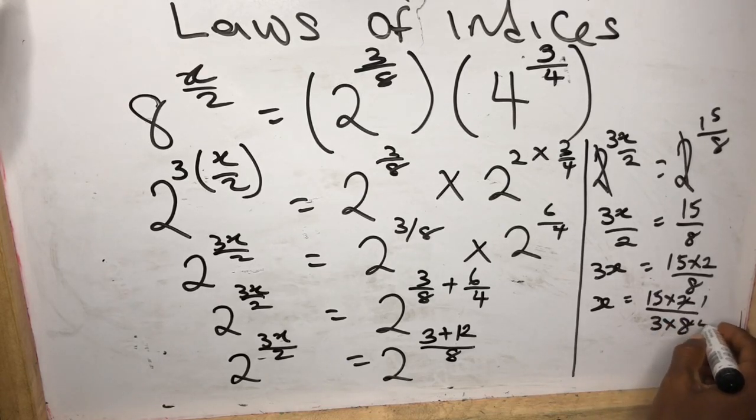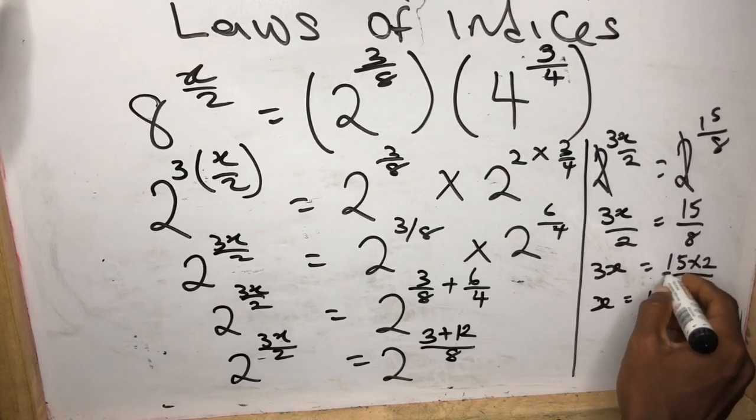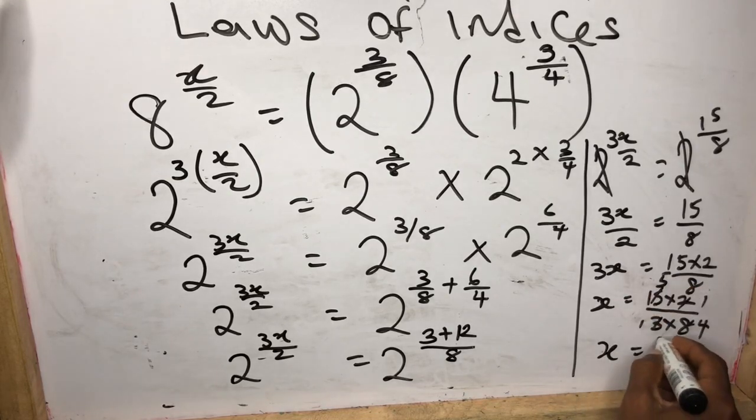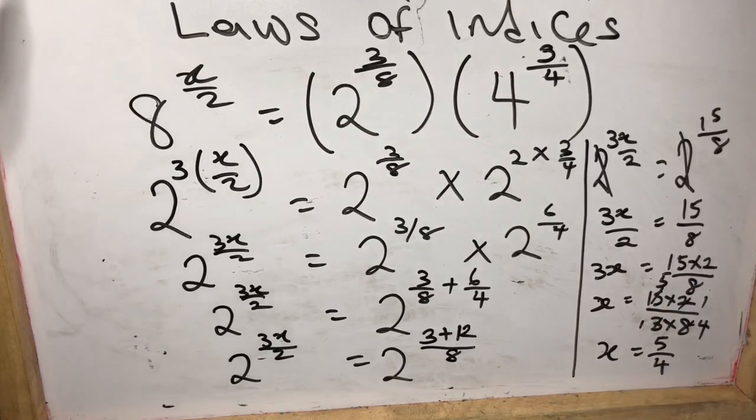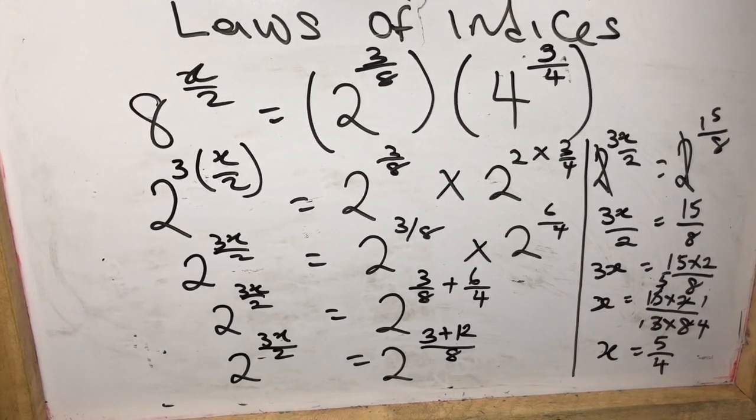So 2 here, 1, 2 here, 4. 3 here, 1, 3 here, 5. So your x will be equal to 5 over 4, and that will be your answer. So it is very important to understand the law when you are applying it.